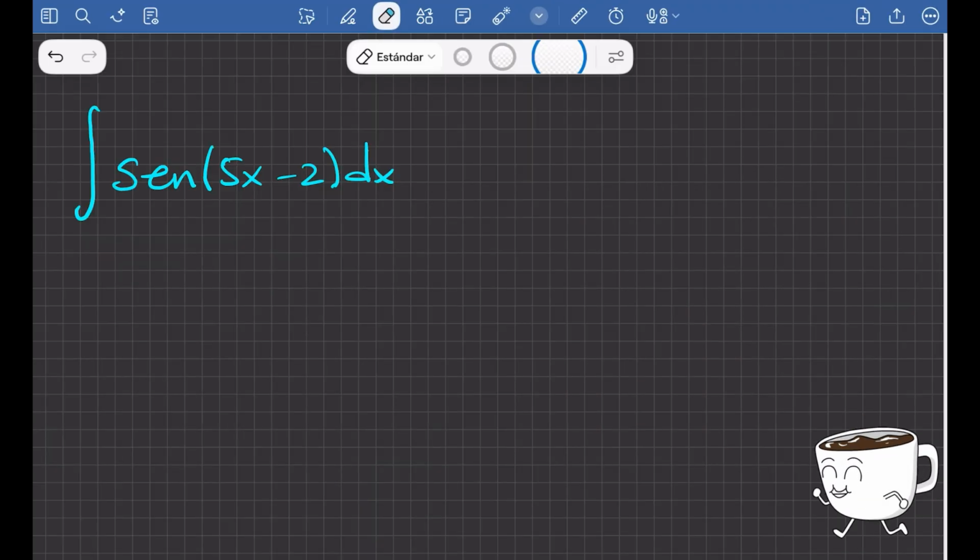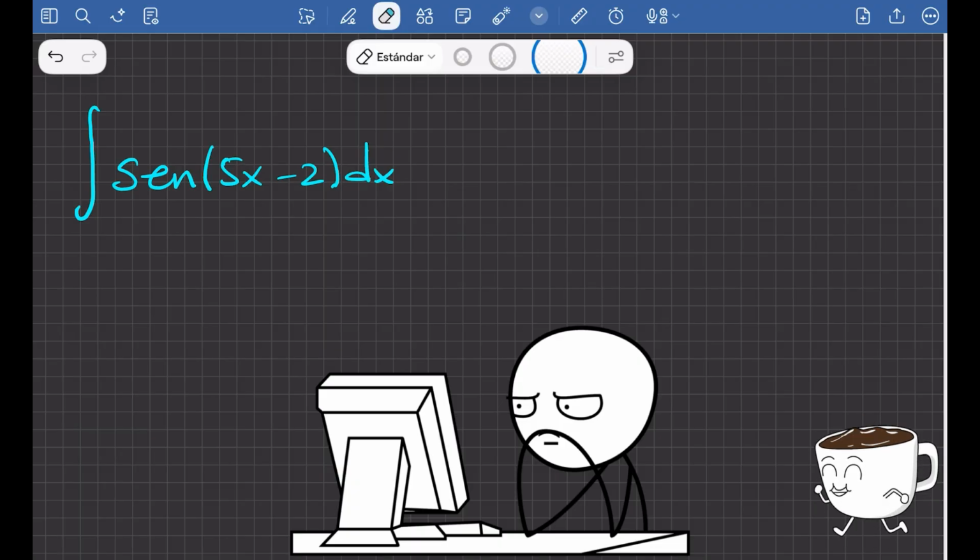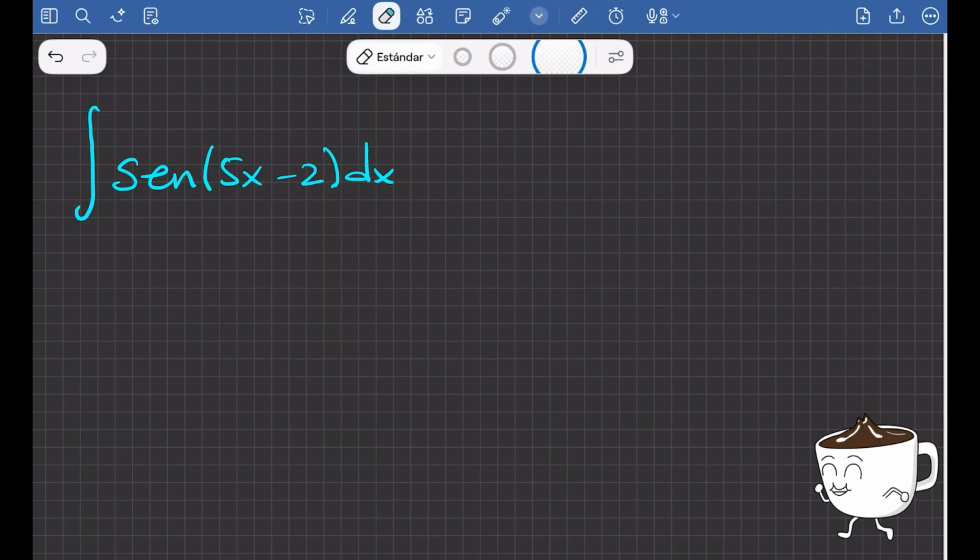We continue with the resolution of integral exercises. In this case, we have something very particular. We have the integral of sin(5x minus 2) multiplied by its dx.